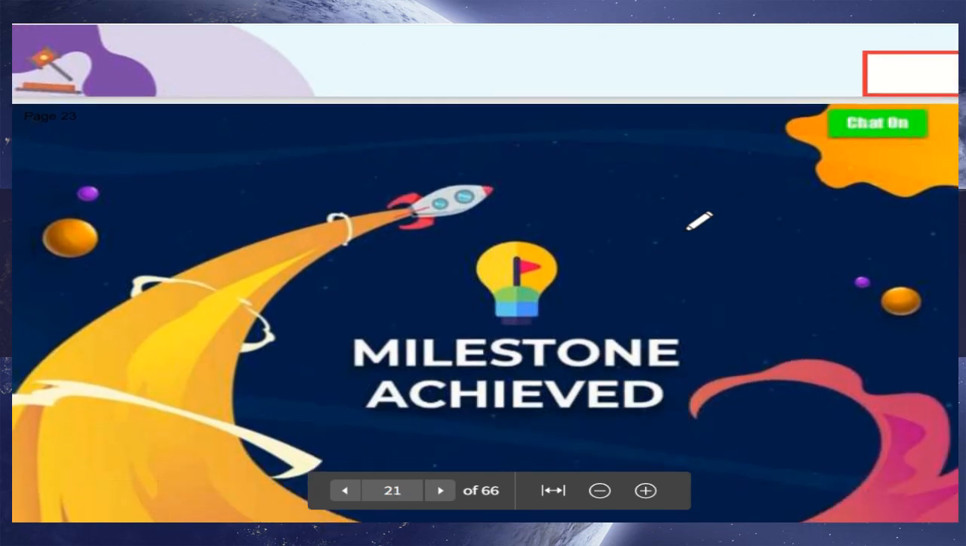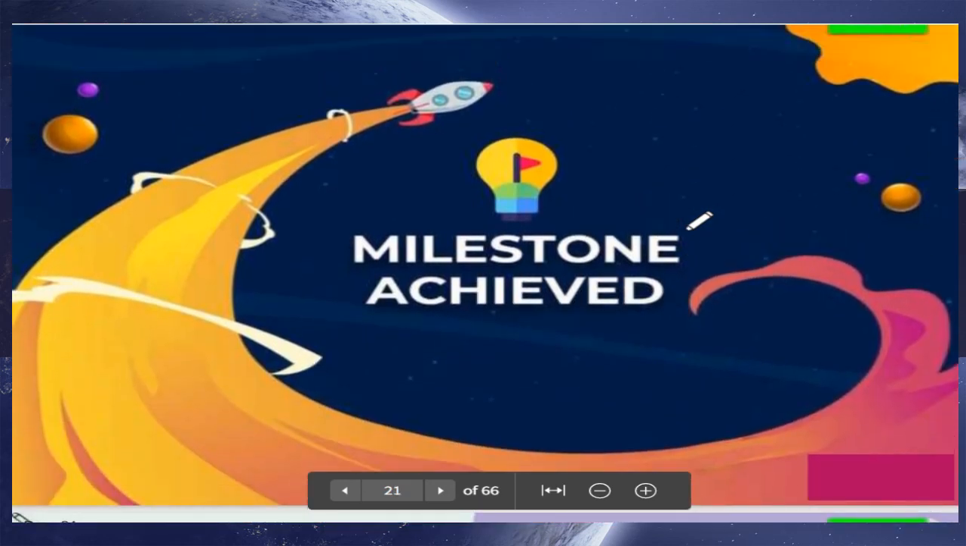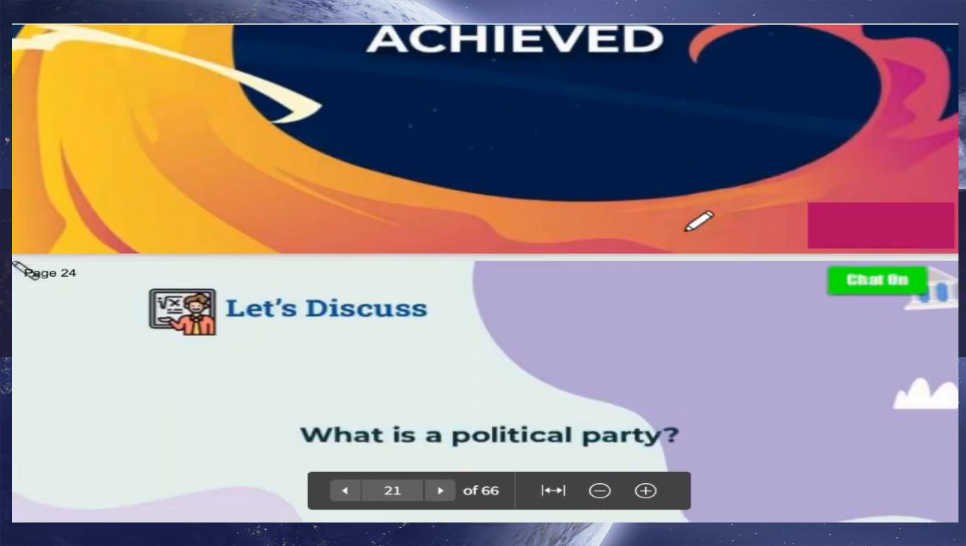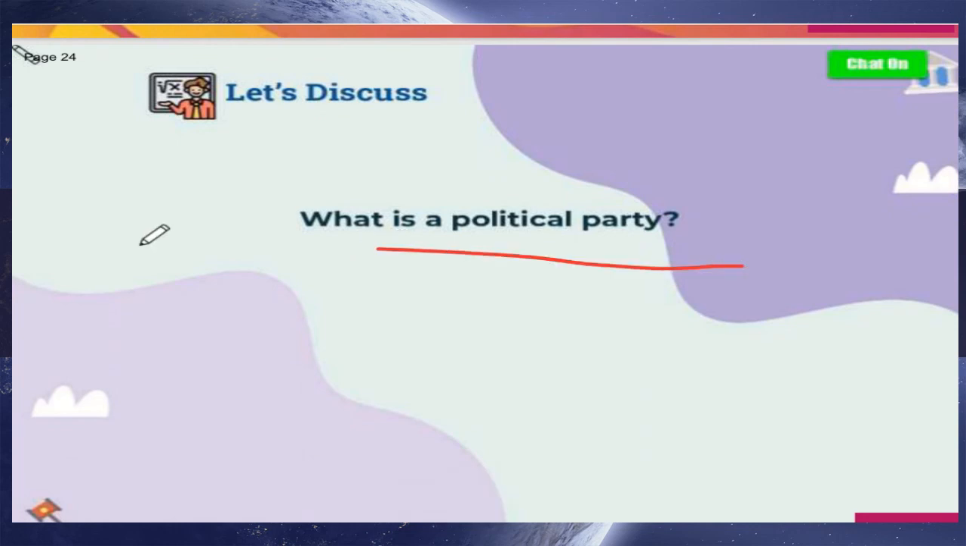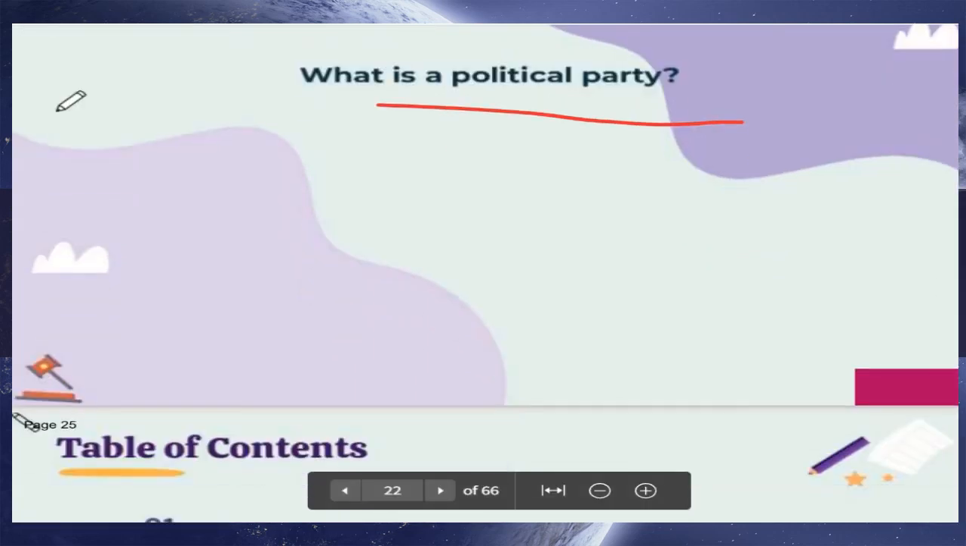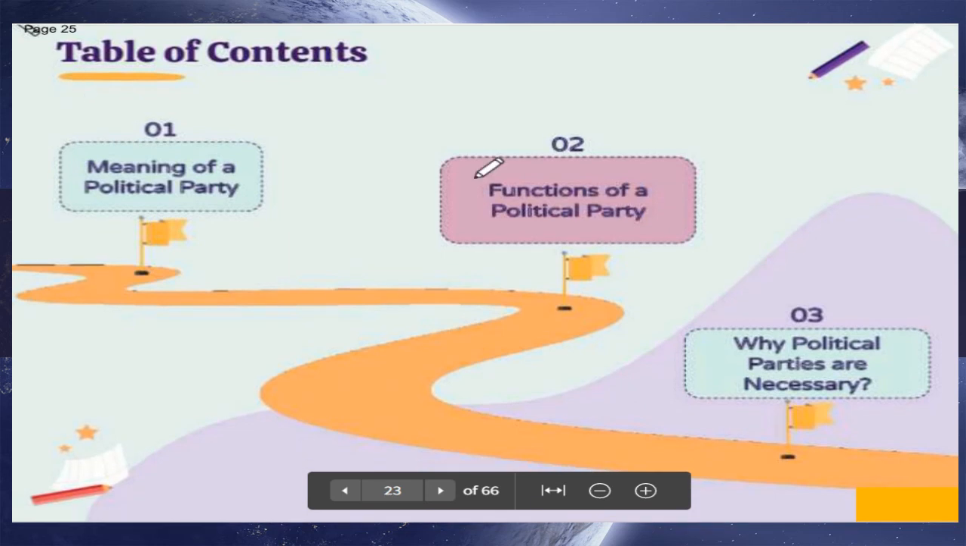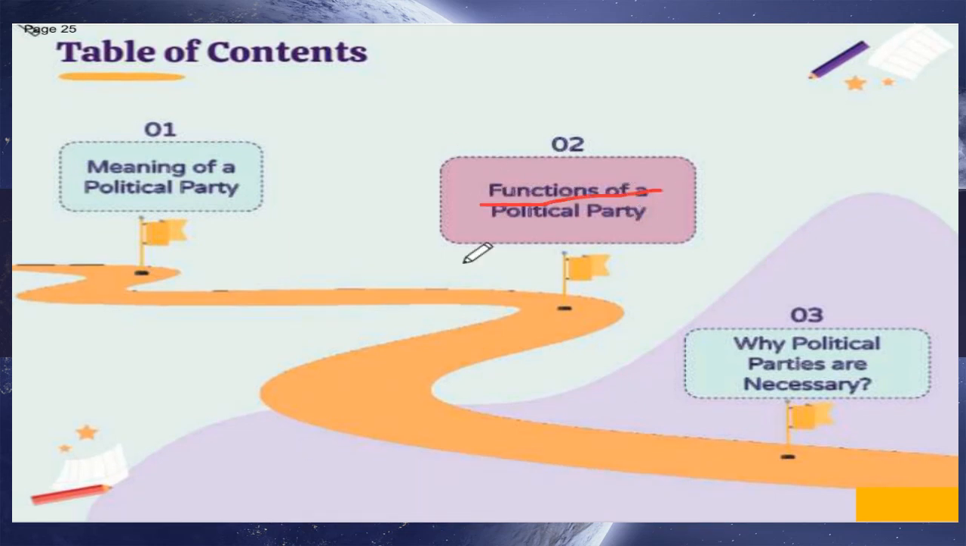Our today's milestone is achieved. I hope you all enjoyed the session and learned from it. So let's revise. What is a political party? It is a group of people which come together with a common aim. Okay, right? So let's go to the next slide. In the next session, we will learn functions of a political party. Okay? And if we get the time, we will do why the political parties are necessary. Okay?